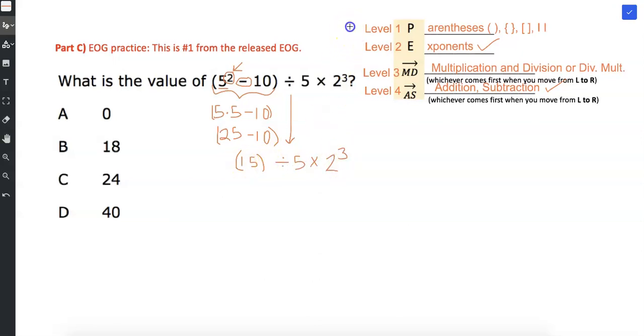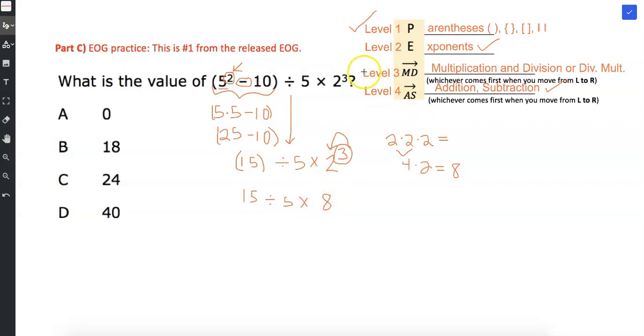So I'm finished dealing with parentheses, and I can move on to exponents. And I see exponents right here. And remember, the exponent tells you how many times to record the base. So I record this base of 2, 1, 2, 3 times. 2 times 2 is 4. And then 4 times 2 is 8. So now I can record 15 divided by 5 multiplied by 8.